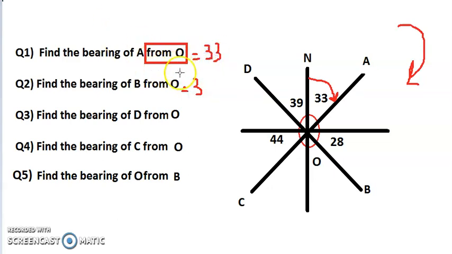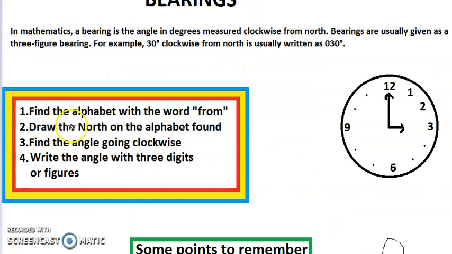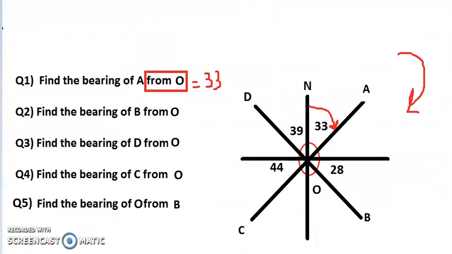So let's proceed to the second part. Find the bearing of B from O. Now in this case as well, there's a north already drawn on O, because this is O, this line, therefore we do not need to find it. The second part stated, find the alphabet with the word from, which means O is from. Again, there's no need to draw north.